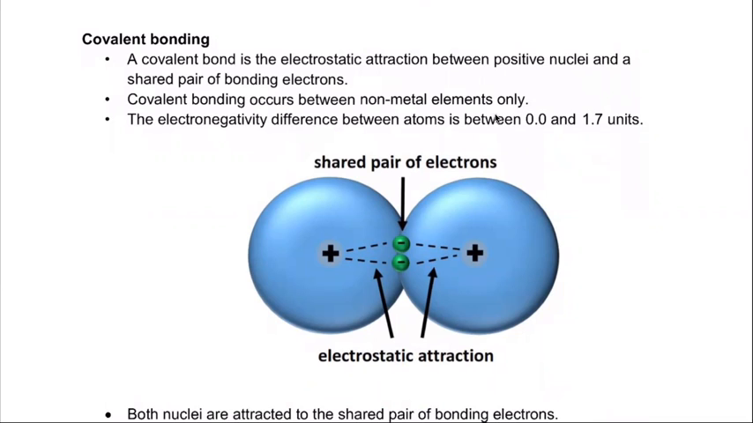Covalent. You're thinking ionic. Oh, okay. So last time we talked about ionic was one metal and one nonmetal.